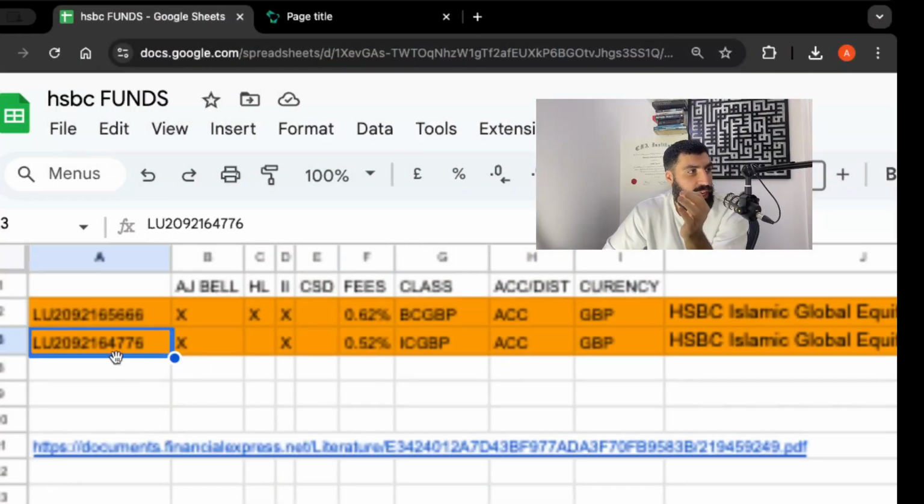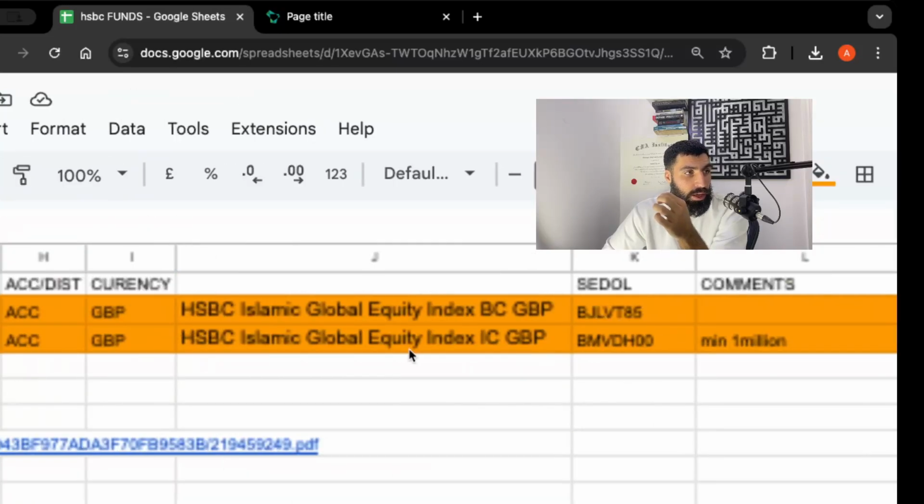It has this ISIN ending in 776. It's the I class GBP accumulation, has fees of 0.52%, and it's available on AJ Bell and Interactive Investor. If you want to know the SEDOL on it, it's BMVDH00. I'll put it in the video description.